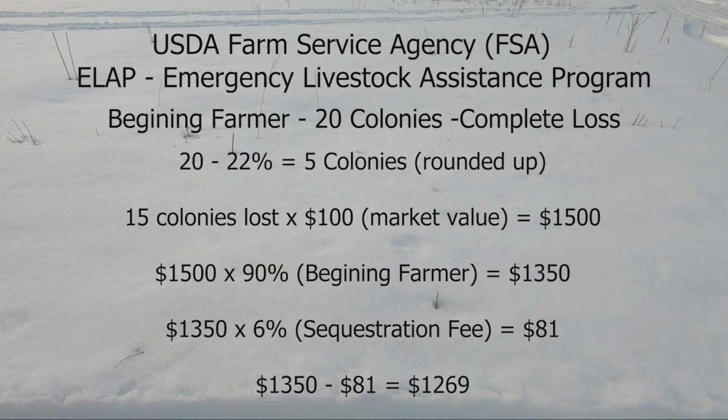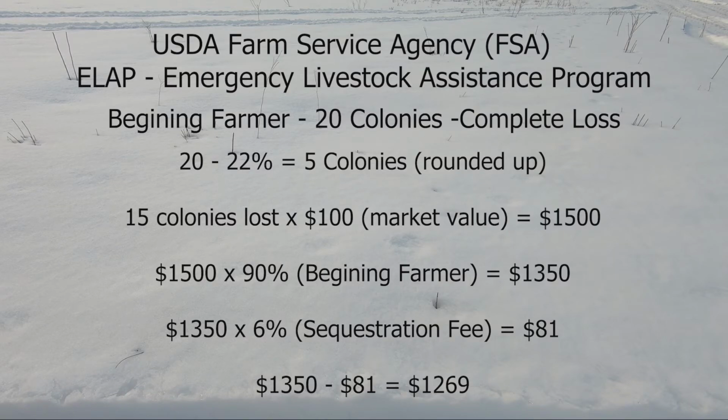But according to the FSA, 22% of those are planned on expiring on you, that they're not going to survive. So we do the 22% times 20, that's rounded up, 5 colonies lost. Out of those 5 colonies lost, we subtract that from the 20 colonies total. So we have 15 colonies lost that we can claim for reimbursement under the program. Market value being $100 per colony. That gives us an intermediate balance of $1,500.